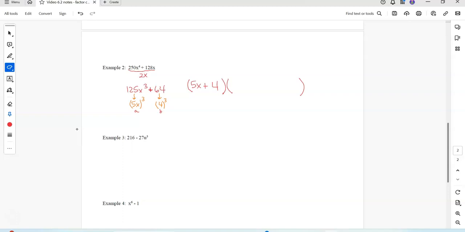All right, now I'm going to go ahead and fill in the signs for the next part, so I know I need the opposite sign here, and this will always be positive. All right, when I do my a and I square it, 5x squared is the same as 5x times 5x, which will be 25x squared. Okay, then I take 5x times 4 and I get 20x. And then I take 4 squared and I get 16.